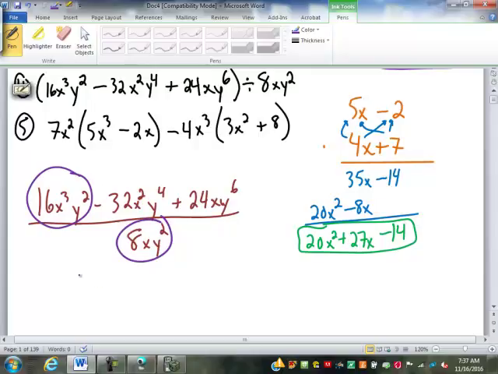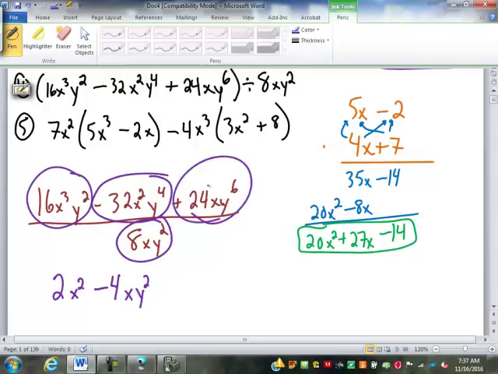16 divided by 8, 2. X to the third divided by x. X squared, good. And y squared divided by y squared goes away. So now I've got negative 32x squared y to the fourth. Negative 32 divided by 8. Negative 4. X squared divided by x. X. Y to the fourth divided by y squared. Y squared, yeah. 4 minus 2 is 2. When we're dividing, we subtract powers.